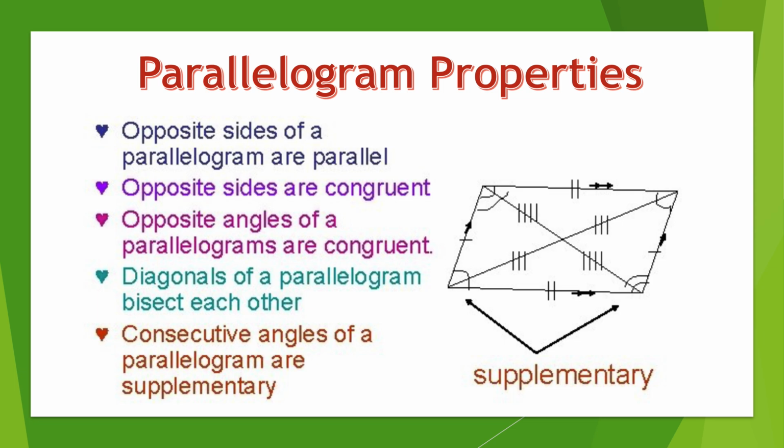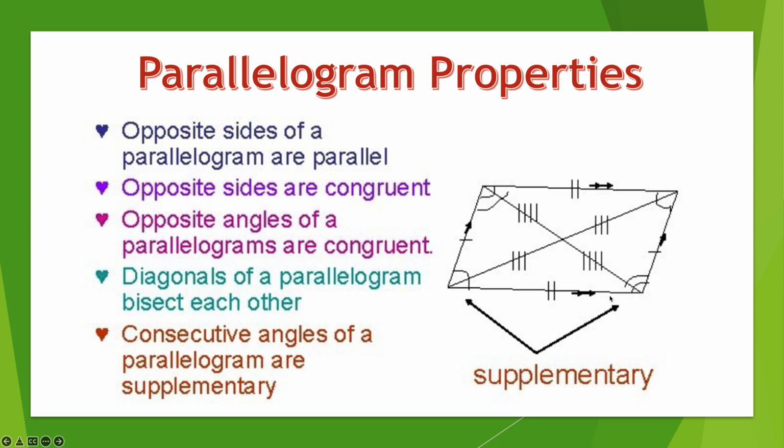Let's just hit up those parallelogram properties again, just to have you remember it by looking at it. Opposite sides of a parallelogram are parallel. Opposite sides of a parallelogram are congruent. Opposite angles of a parallelogram are congruent. The diagonals of a parallelogram bisect each other. And the consecutive angles, the ones in a row, like these guys down here, they are supplementary.